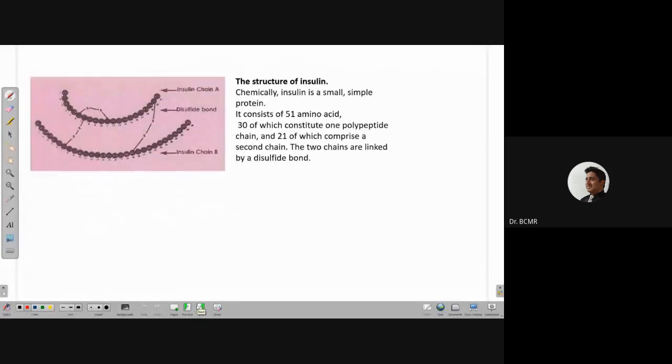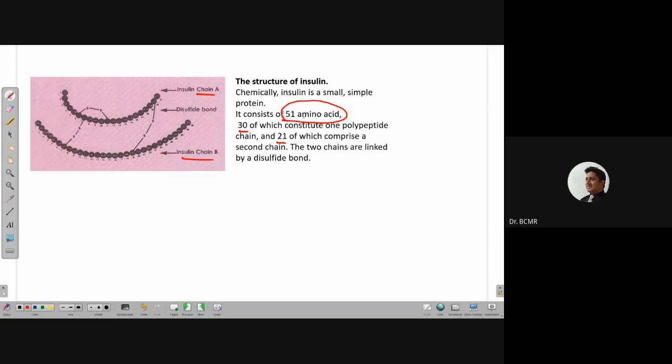Okay. The structure of insulin. I guess you know that there are two chains, chain A and chain B, and there are two disulfide bonds between these two chains. Chain A is 30 amino acids and chain B is 31 amino acids, a total of 51 amino acids. It's one of the smallest proteins you can tell of, smallest proteins with secondary or quaternary structure.